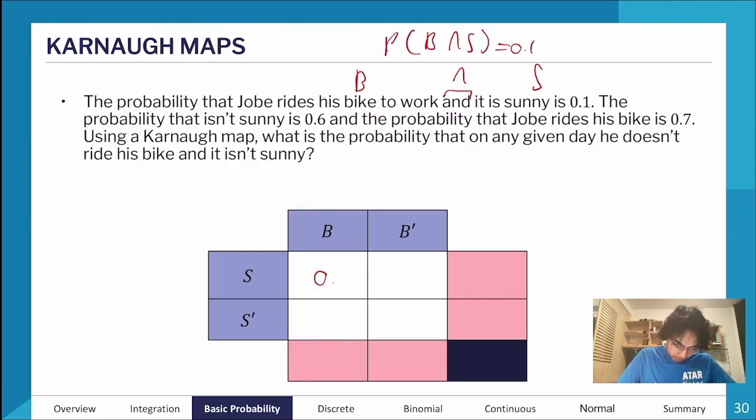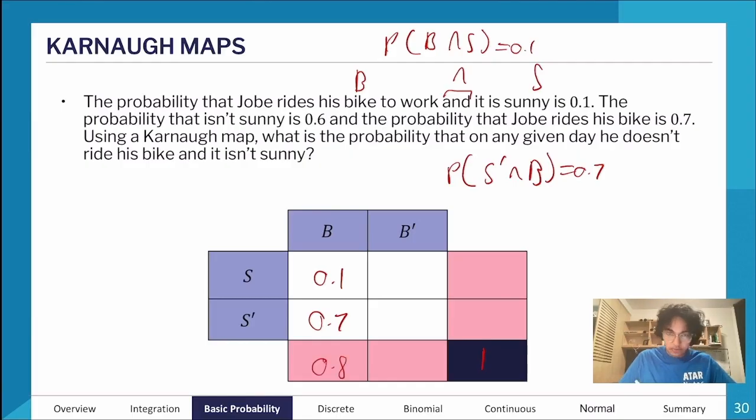So I'm going to write that in my table, 0.1 here. The probability that it isn't sunny, so not sunny, and the probability that Joe rides his bike, so S' intersection B, is 0.7. So 0.7 here. Using a Carnot map, what is the probability that on any given day he doesn't ride his bike and it isn't sunny? Okay, so how can I do this? Well, here is 1. And so this is just 0.1 plus 0.7 is equal to 0.8. 1 minus 0.8 is equal to 0.2.